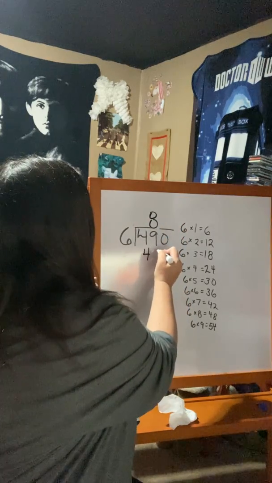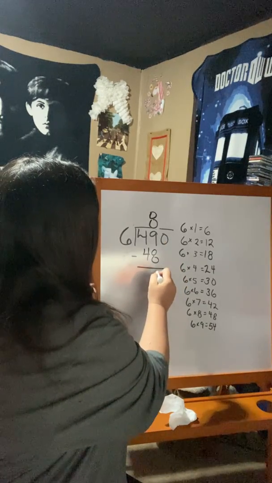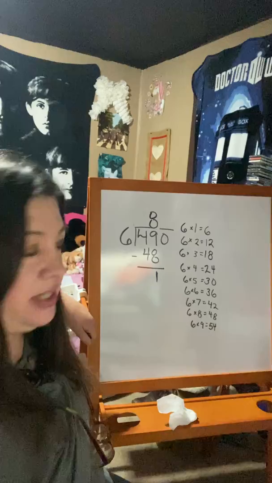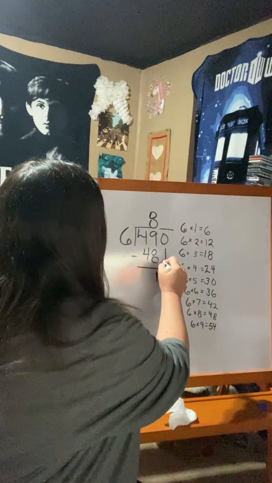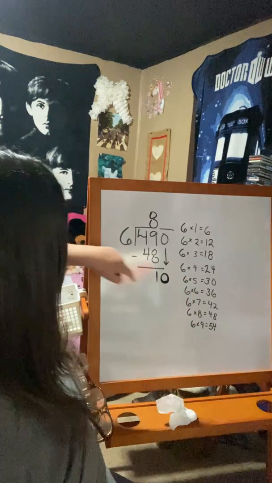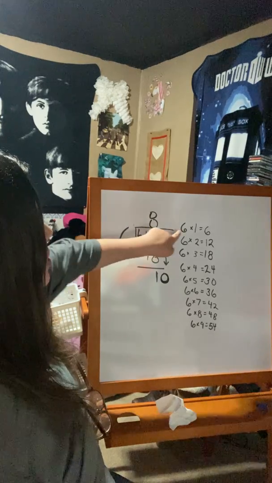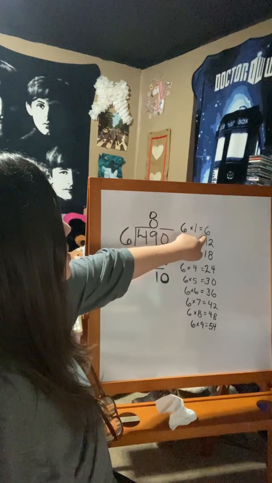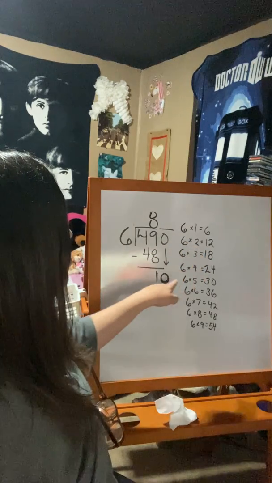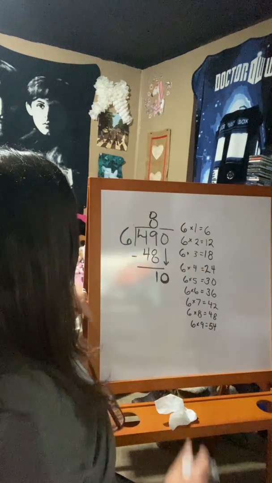6 times 8 is 48. And we do subtract. 49 minus 48 is 1. 1 is less than 6. Your remainder is less than 6, so you know you picked one that's fine. And then you bring down the 0. So now we have 10. How many times will 6 go into 10? Well, 6 times 1 is 6, so it'll go in at least one time. 6 times 2 is 12. Oh, 12 is too much. So we're just going to put a 1.